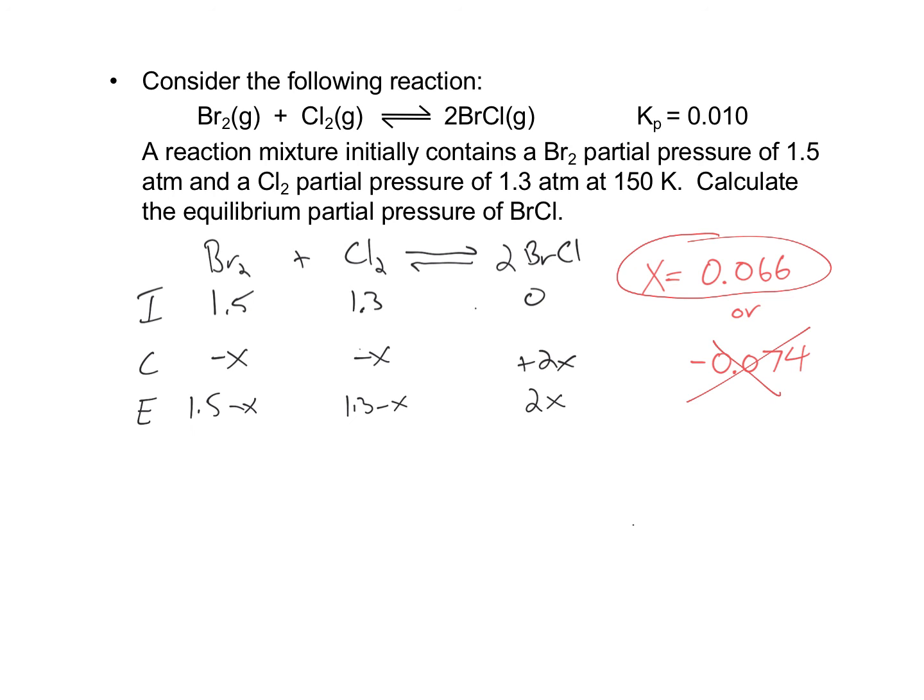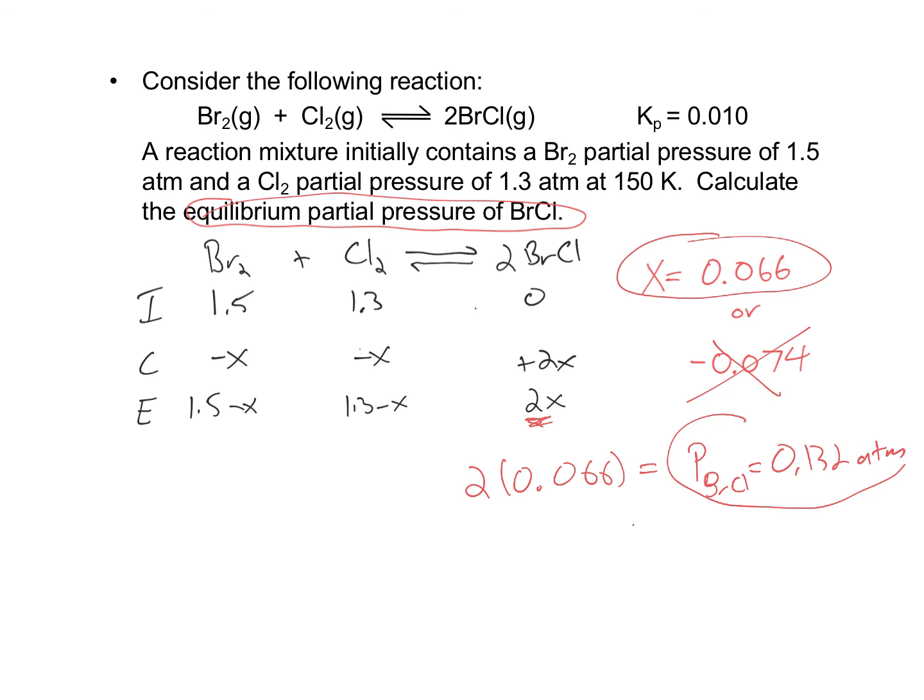So then to answer what the question is ultimately asking, they want to know the equilibrium partial pressure of BrCl, so I just need to take my x, multiply it by 2, and so we have 2 times 0.066, so that'll give us a partial pressure equal to 0.132 atmospheres. And that will be our final result.